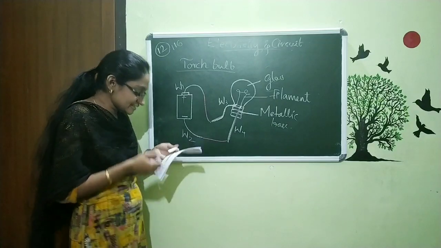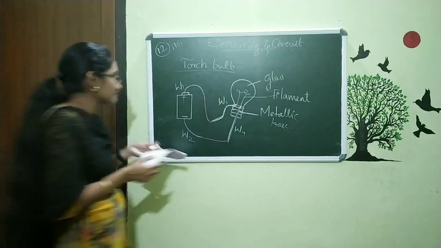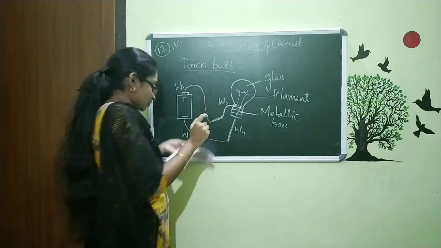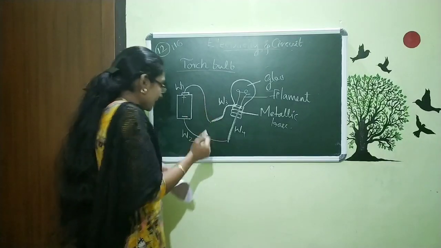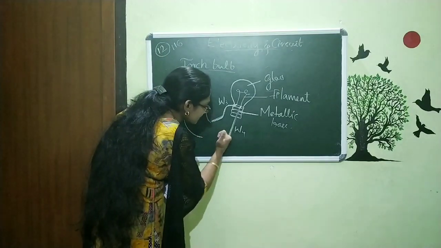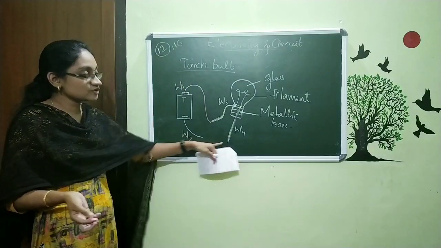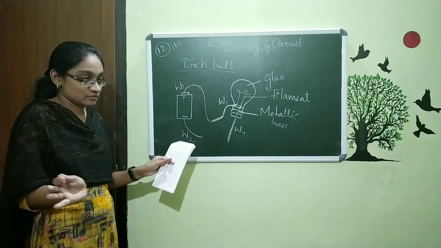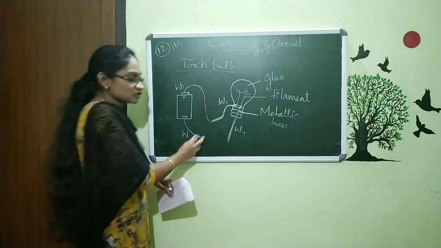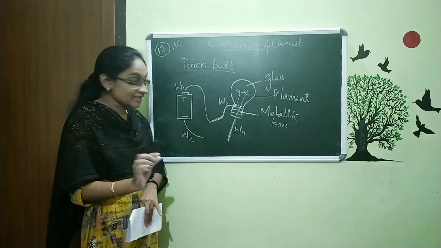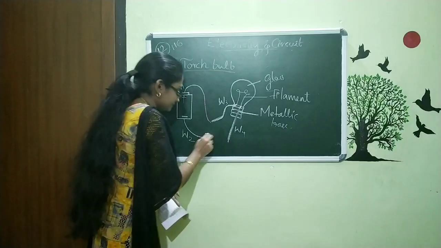Now the second case is this: I am just connecting this wire 1 to wire 3, but I am not connecting this wire 2 with wire 4. That means these 2 terminals are open. We can call it a terminal, or these two wires are not connected. That means it is open.